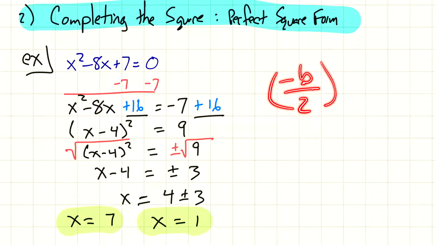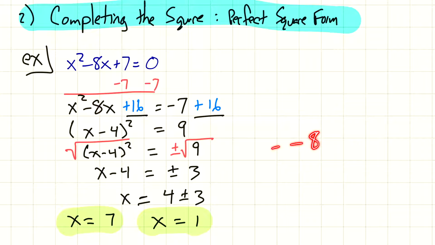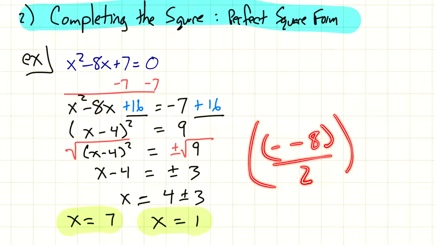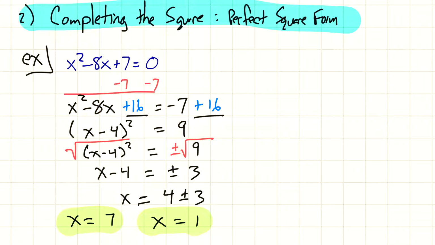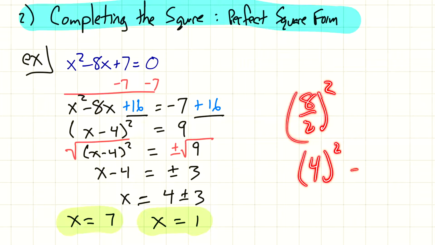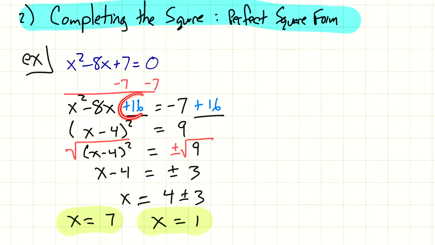over 2 squared, right? Negative b over 2 squared. So that means we're going to have negative 8 divided by 2, and all that squared. So that's what we're trying to do. So negative times negative is positive 8. 8 divided by 2 is 4. So this is really 4 squared, which is 16. So that's why I have a 16 here.